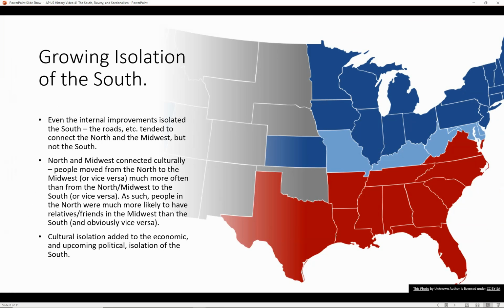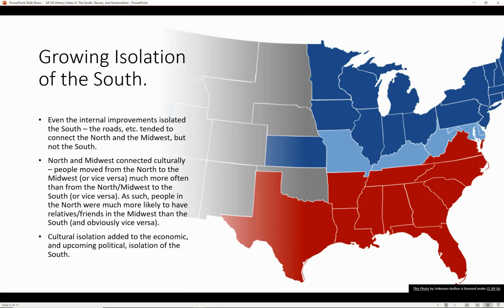Growing isolation of the South. Even the internal improvements isolated the South. That is, the roads, etc., tended to connect the North and the Midwest, but not the South. The North and the Midwest were connected culturally. That is, a lot of people moved from the North to the Midwest, or vice versa, much more often than from the North or Midwest to the South, or vice versa.